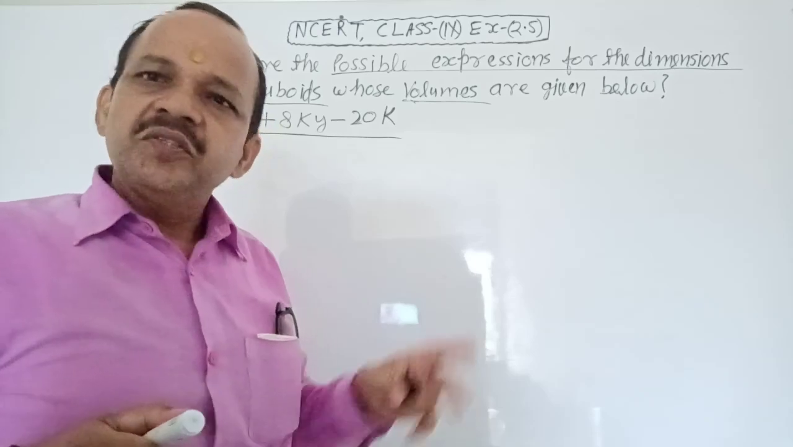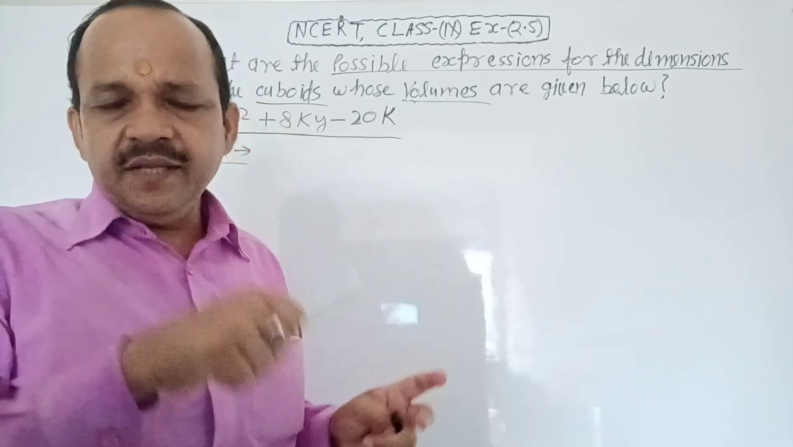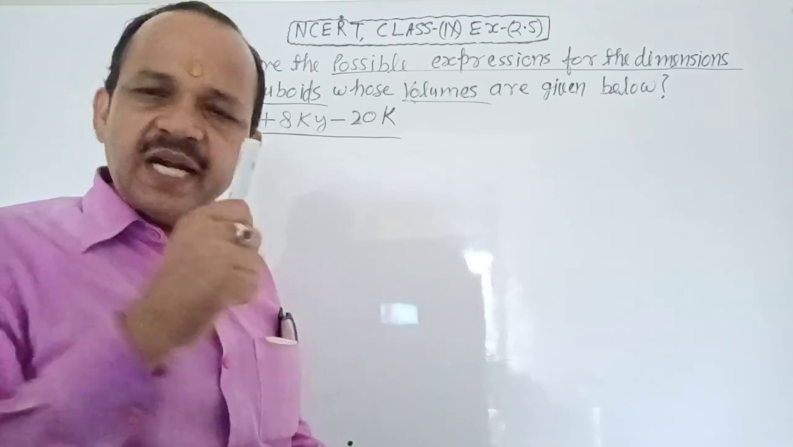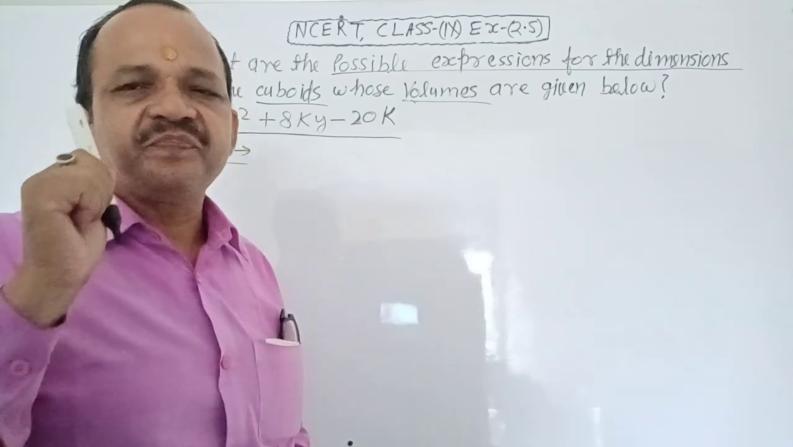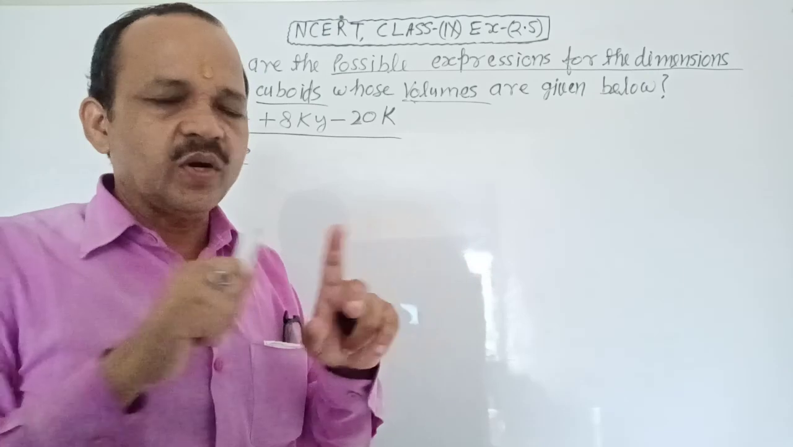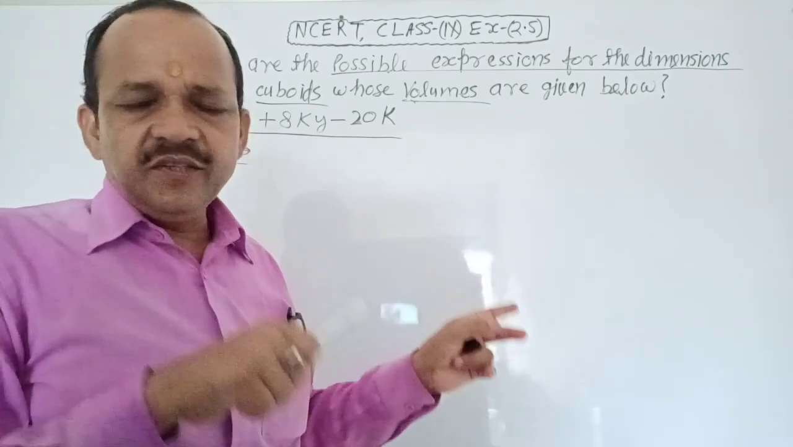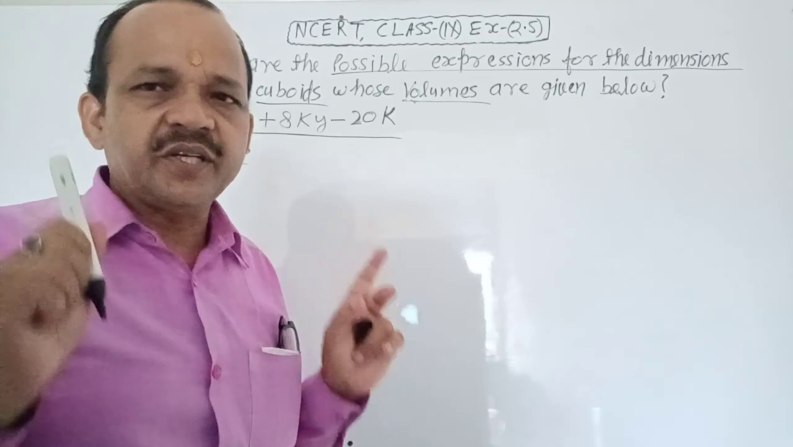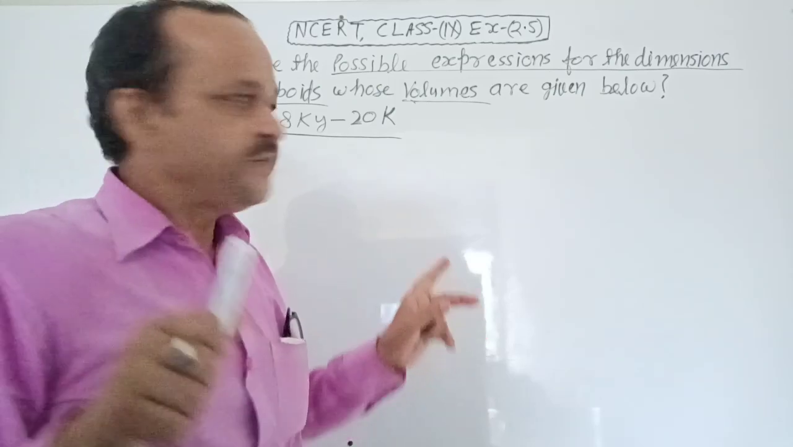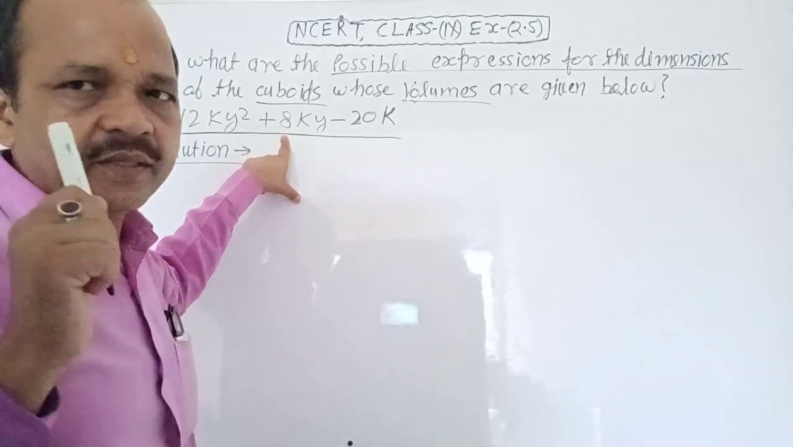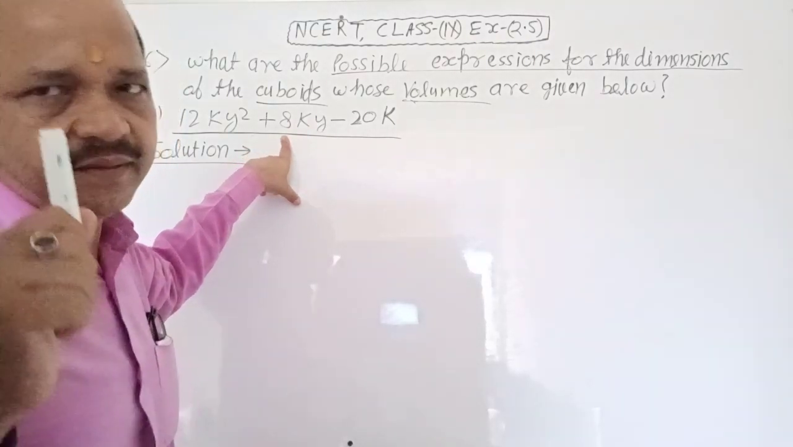A cuboid has three dimensions: length, breadth and height. Volume of cuboid equals length multiplied by breadth multiplied by height. It is clear, no confusion about it. Very good. You find the length, breadth and height of the cuboid. Clear, no confusion. It is the volume of the cuboid.